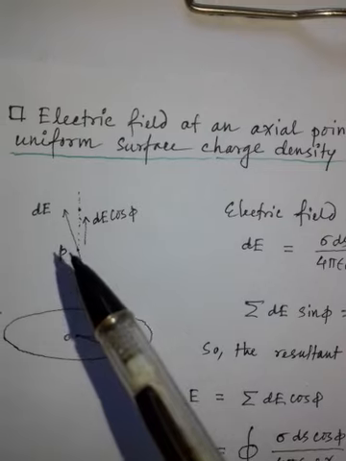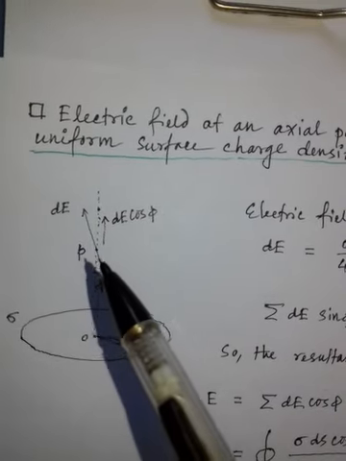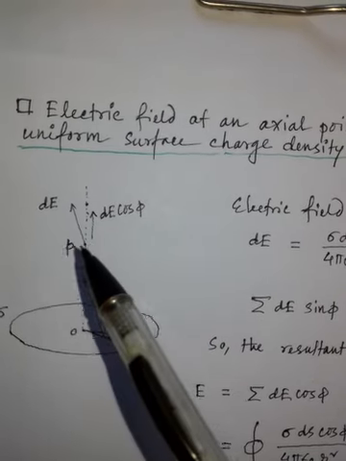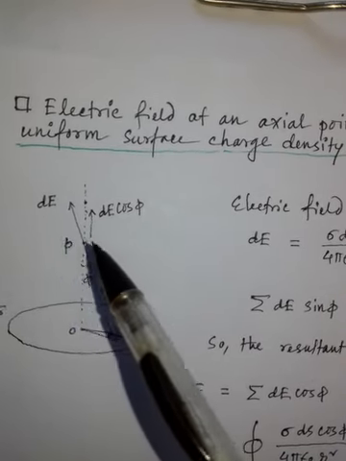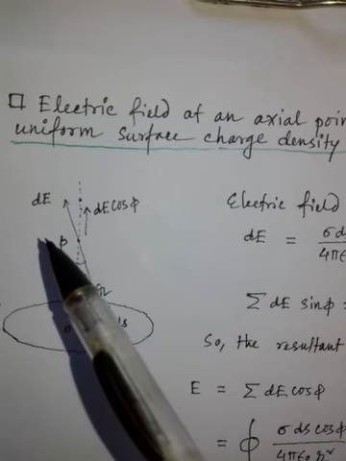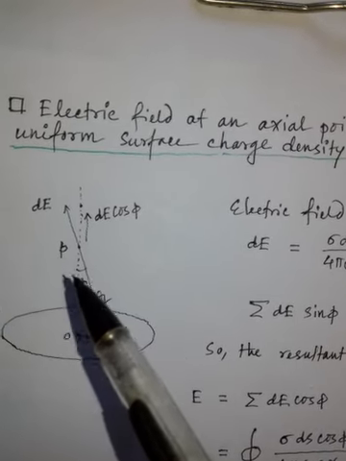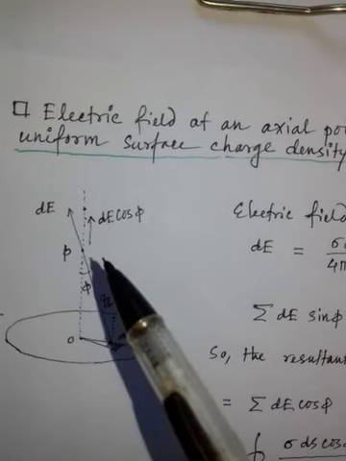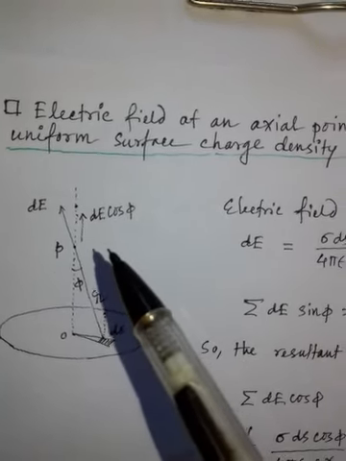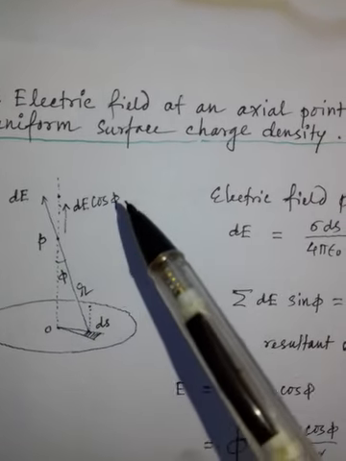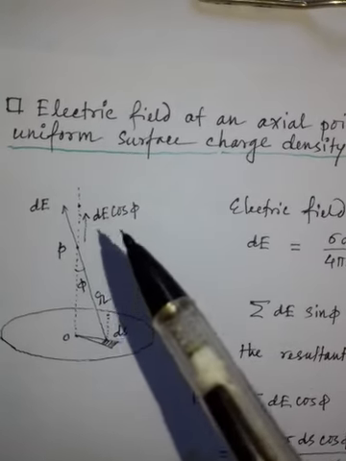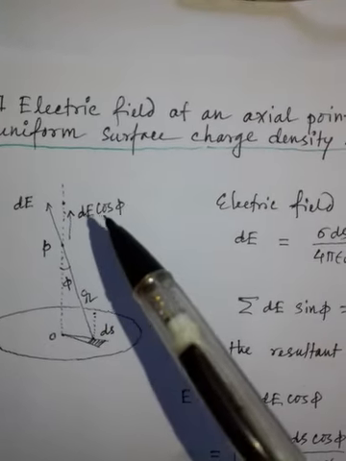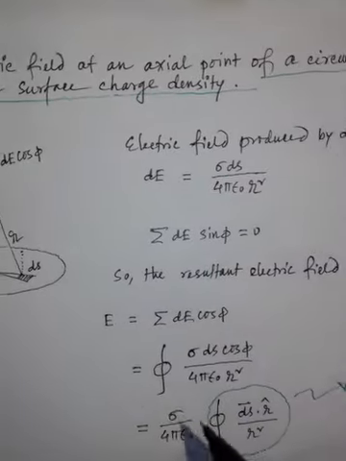Now dE directs along this direction. The component dE sin phi will be along this direction, that is, in the horizontal plane. If we consider all the dE sin phi components, then they all cancel each other. So we are left with the terms dE cos phi. So the resultant electric field at P due to the entire disk would be the summation over dE cos phi.